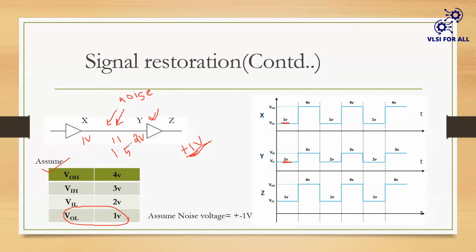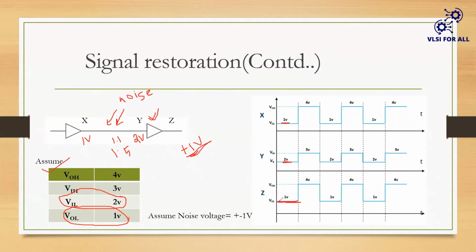If it receives between 1 to 2 volts, then automatically it will give you 1 volt only, because the VIL value, the max VIL value, is 2 volts only. If it receives 2 volts, then it will give you 1 volt. You can ask me, sir, for example, there is a noise voltage of 1.5 volts, then I'll get 2.5 volts now.